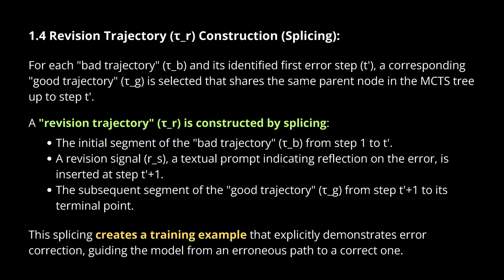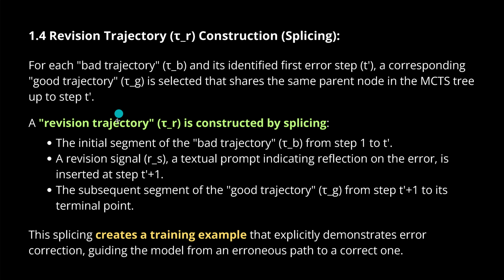Now to the beautiful idea of splicing. How do we construct our revision trajectories? Now, remember we have the bad trajectories and we have the good trajectories. So for each bad trajectory in its identified first error step, let's say it's t, a corresponding good trajectory is also selected that shares here the same parent node in the tree structure up to the step t. So how do we do the splicing?